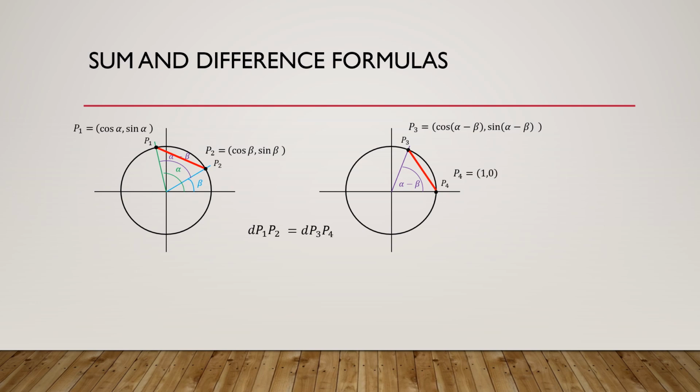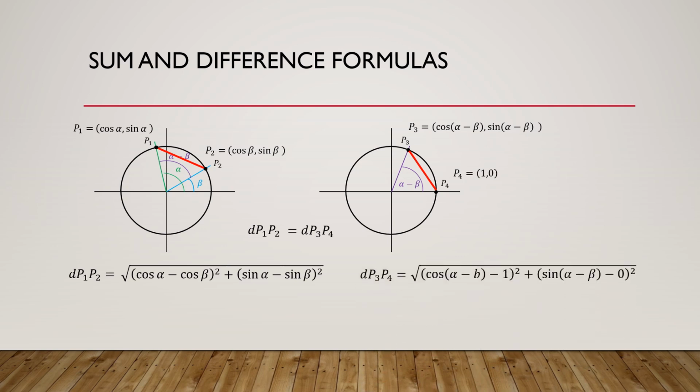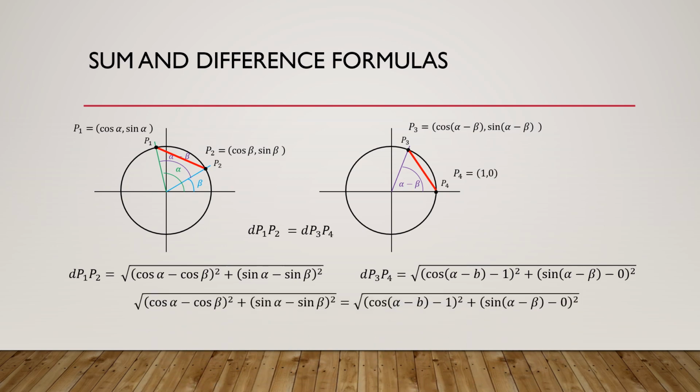Next, we apply the distance formulas to the two pairs of points. The distance from P sub 1 to P sub 2 is the square root of cosine alpha minus cosine beta quantity squared plus sine alpha minus sine beta quantity squared. And the distance from P sub 3 to P sub 4 is the square root of cosine of alpha minus beta, minus 1 quantity squared plus sine of alpha minus beta, minus 0 quantity squared. Since we established these triangles as congruent, these two distances will be equal. We can now square both sides to remove the root symbol.